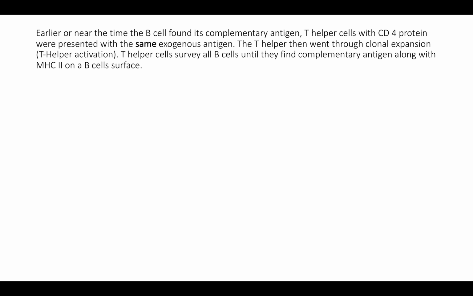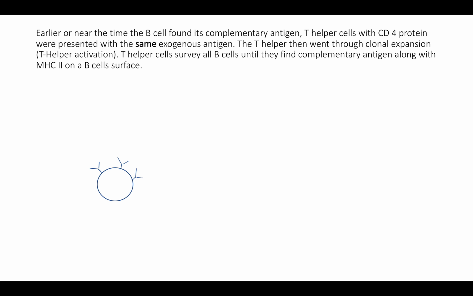Earlier, near the same time the B cell found its complementary antigen from the first slide, a T helper cell with CD4 protein was presented with the same exogenous antigen, most likely through a dendritic cell or a macrophage. The T helper cell then went through clonal expansion.